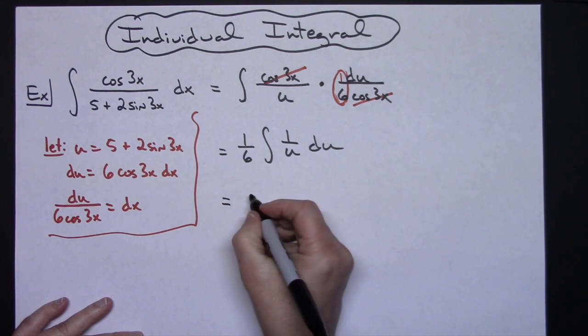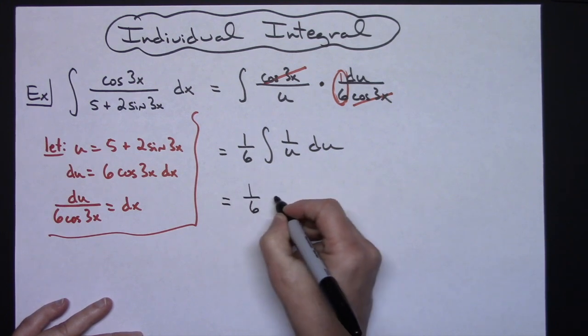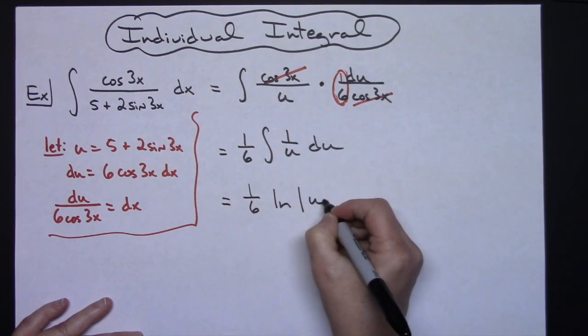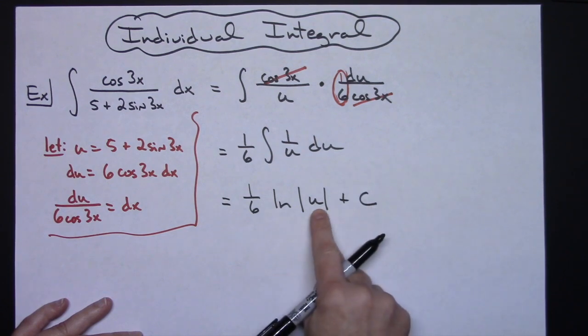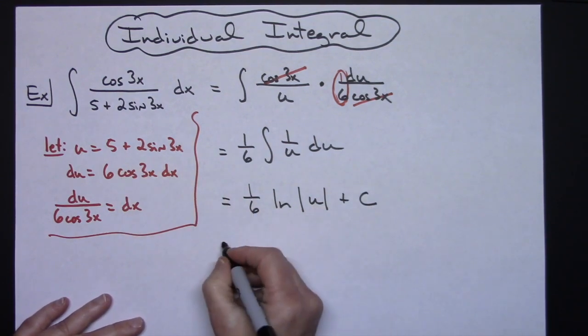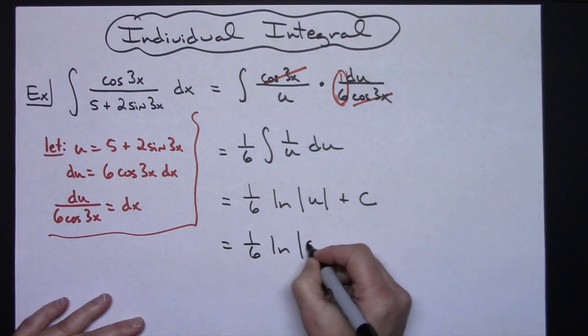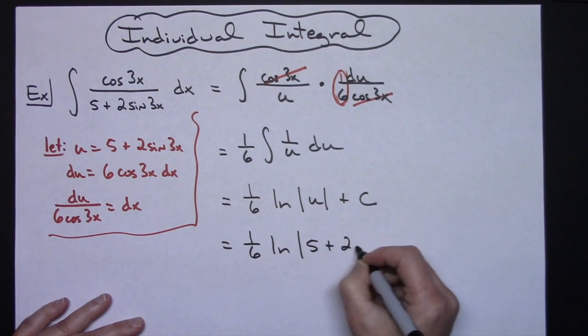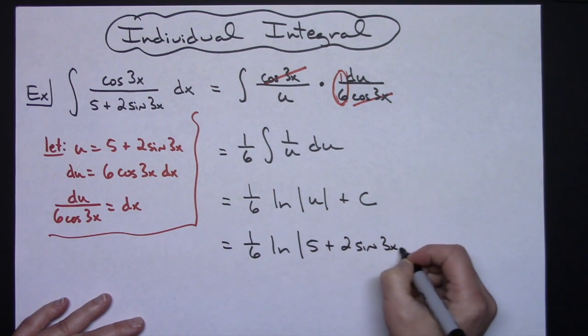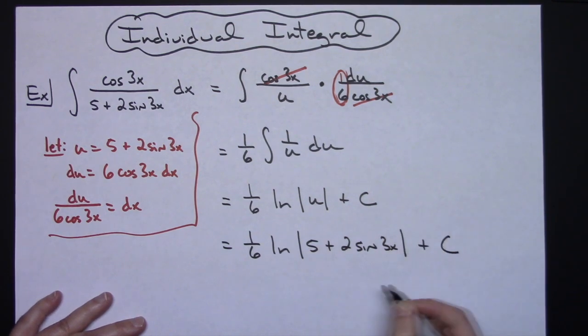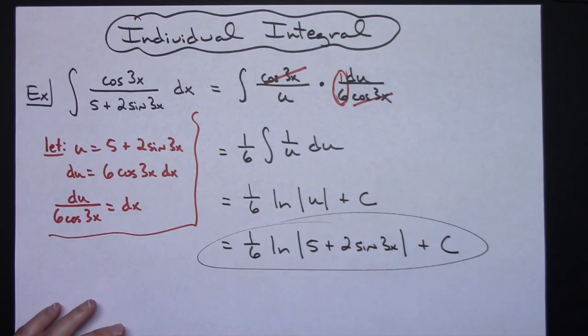So we can integrate that pretty simply with a 1/6 natural log absolute value of u plus c, and then replacing u with what we said it was going to be, we'll have 1/6 natural log absolute value of 5 plus 2 sine 3x, and then plus c. Definitely a straightforward u substitution there.